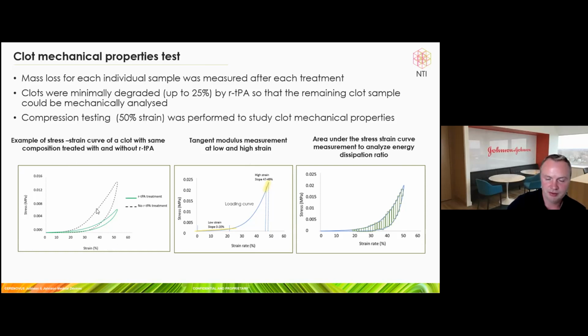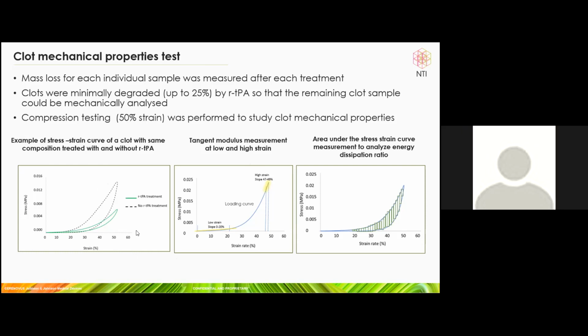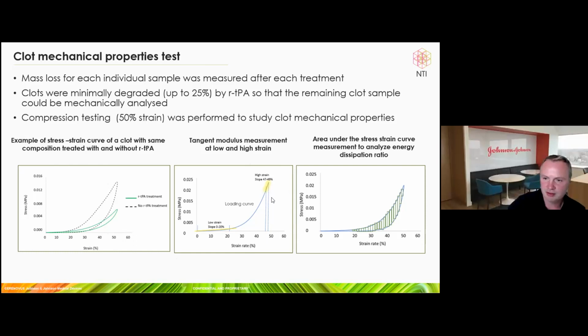The stress strain curve shown here is of two different samples, one treated with TPA, one without. The measures we took off this curve were the slope of the line, the modulus, at high strain and low strain, and then we looked at the energy dissipation ratio by measuring the area of the hysteresis loop in the loading and unloading of the clot in the compression test.